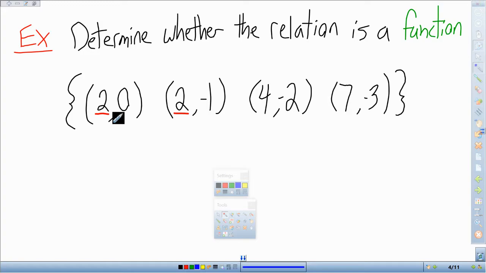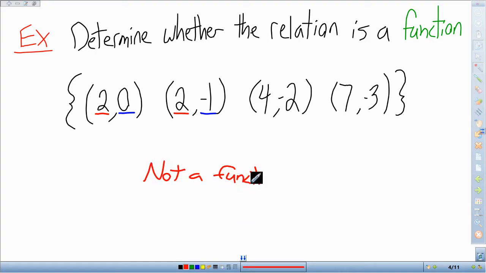It actually has two different outputs. It has an output of 0 when I have a 2, and it has an output of -1 when I have a 2. Okay, and when this happens, that means we do not have a function. Okay, and I don't even worry about these because it's already ruined within these first two ordered pairs. Okay, but yeah, so that's the idea here. We'll say not a function.